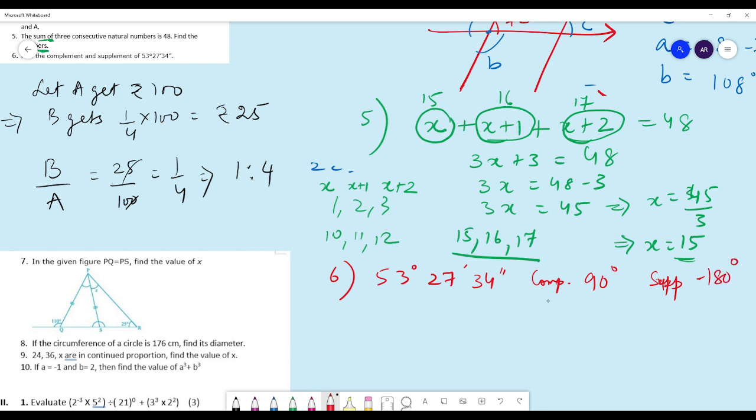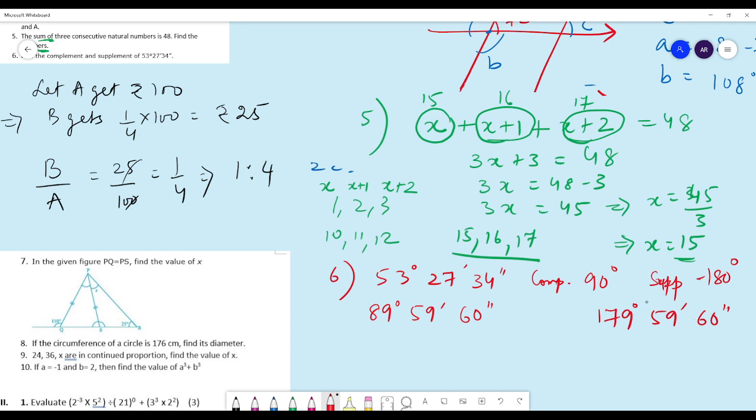So how do we split this complementary angle? We split this complementary angle into 89 degrees, 59 minutes and 60 seconds. And we split this supplementary angle into 179 degrees, 59 minutes and 60 seconds. Now why do we do that? Because 60 seconds is equal to 1 minute. 1 minute will add on to this and it will become 60 minutes. The 60 minutes is equal to 1 degree. So this will add on to this and it becomes 180 degrees. So we split it up like this.